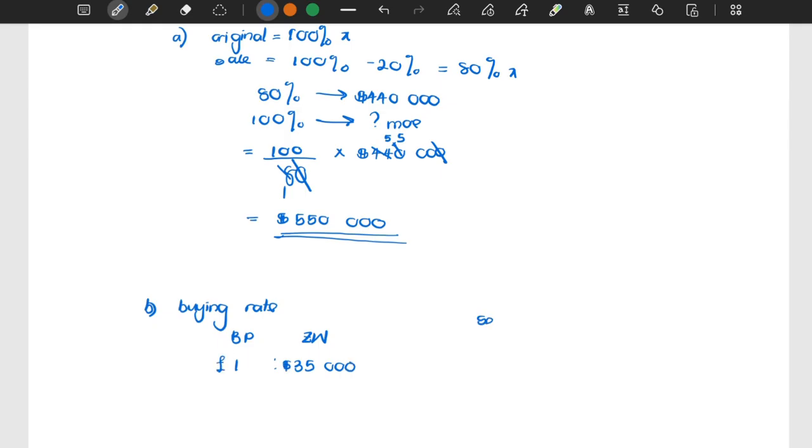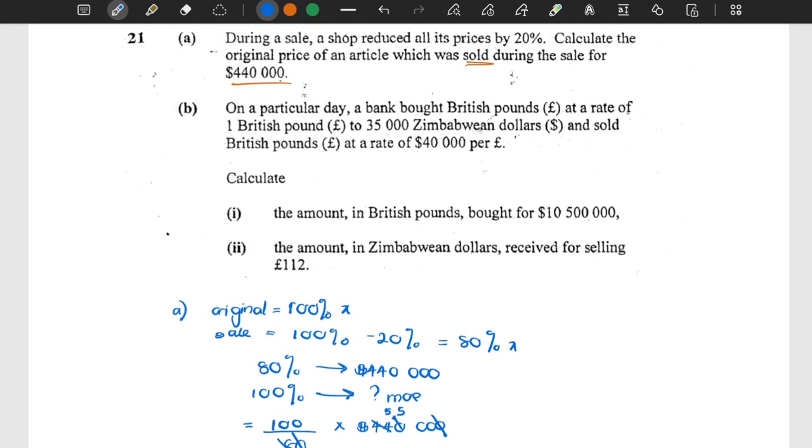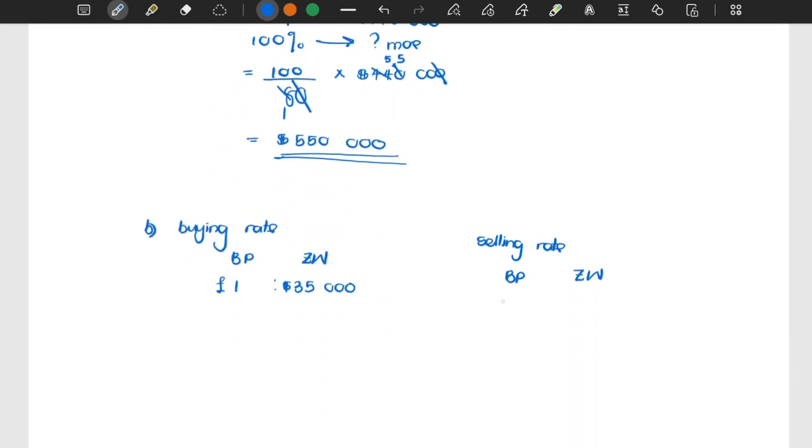And then we have the selling rate with the British pound to the Zimbabwean dollar. The selling rate is 1 to 40,000. So take note of that, because then you have to know which one was being used for which instance.